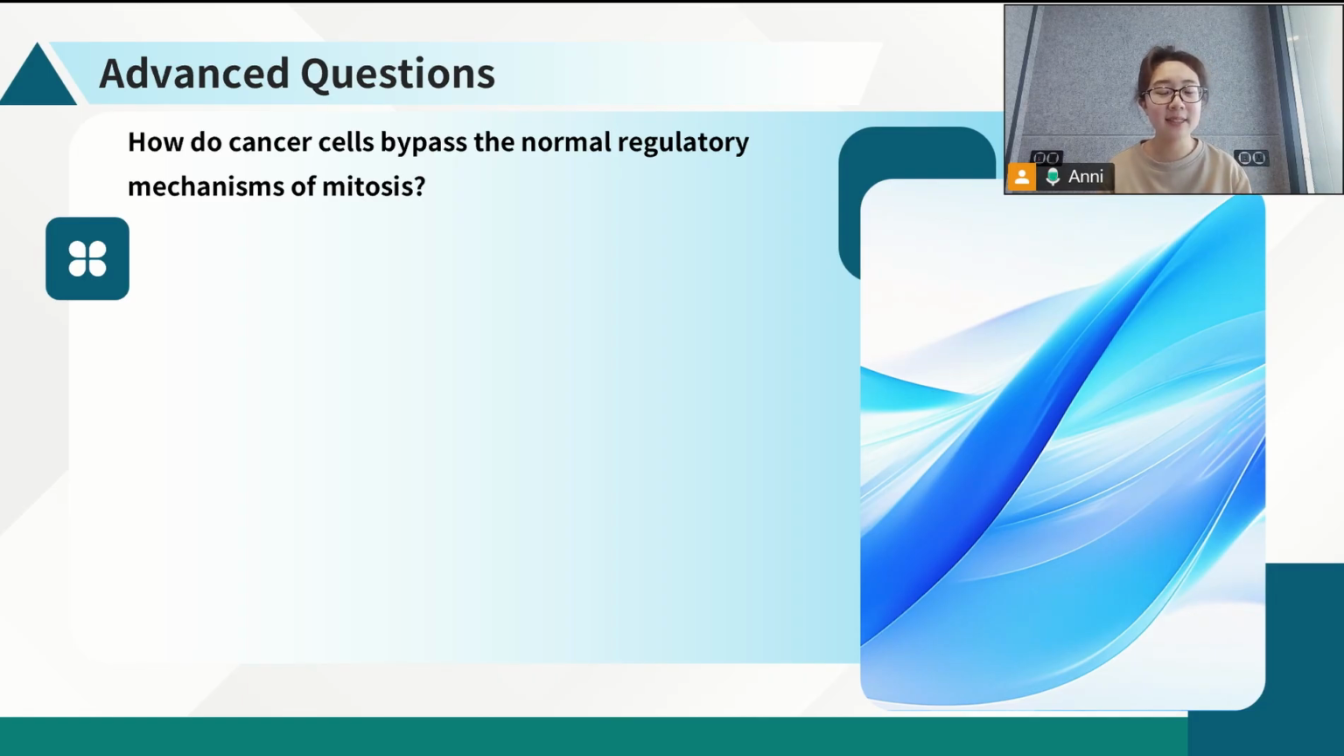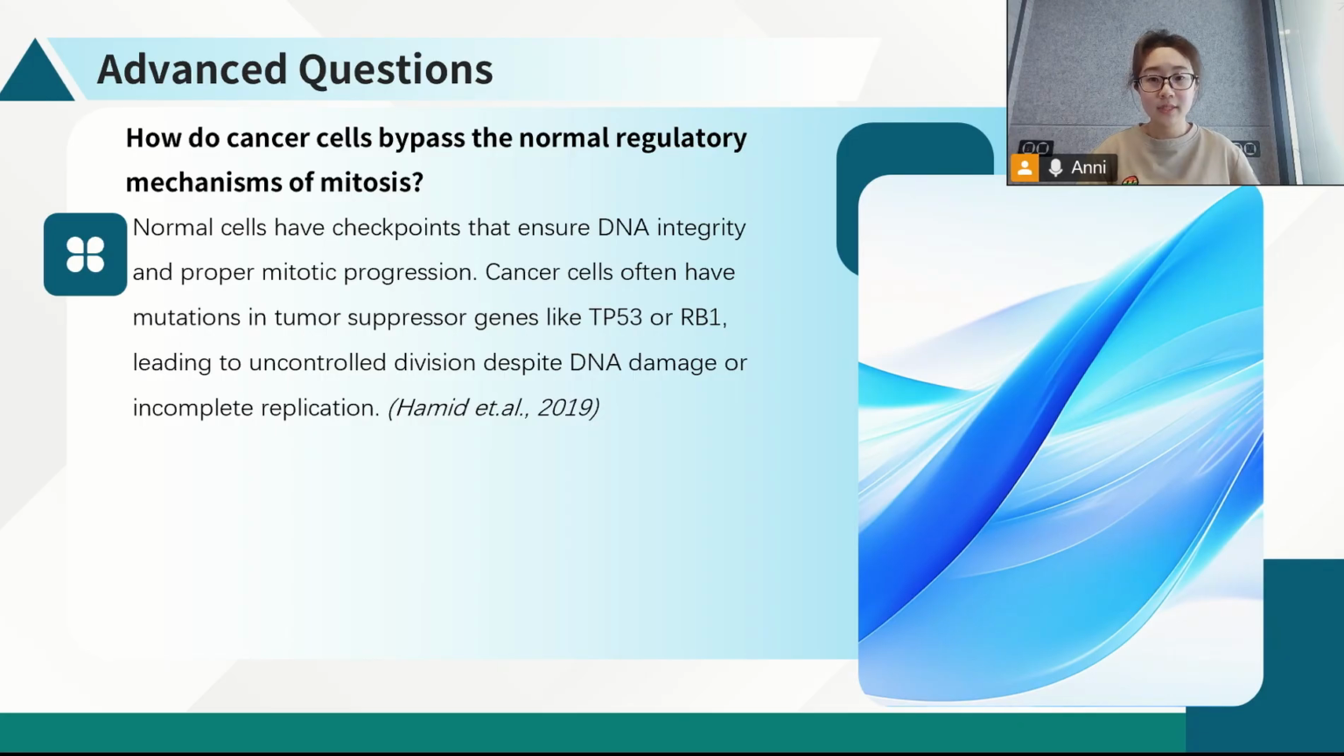So how do cancer cells bypass the normal regulatory mechanisms of mitosis? Well, you can pause the video here and think about the question yourself, and then you can see if my thoughts are similar to yours. Normal cells have checkpoints that ensure DNA integrity and proper mitotic progression. However, cancer cells often have mutations in tumor suppressor genes like TP53 or RB1, leading to uncontrolled division despite DNA damage or incomplete replication. This answer is based on some researchers in 2019.